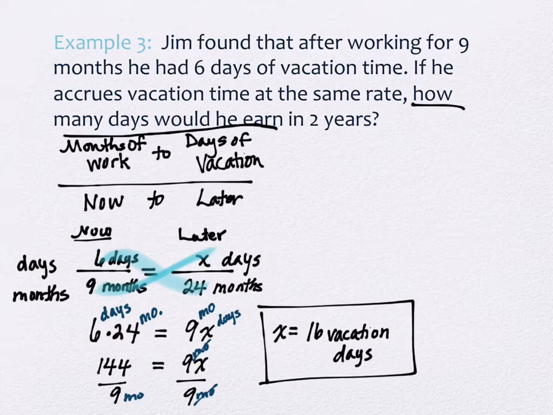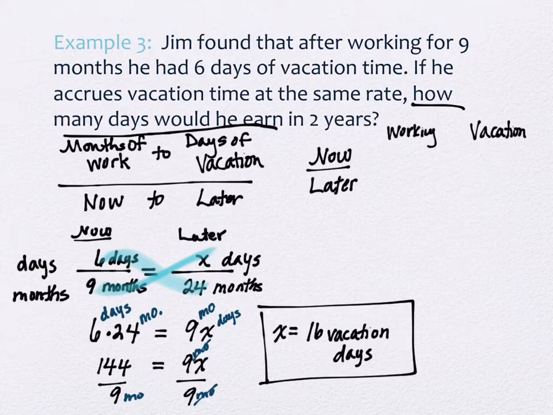But as long as we're setting it up comparison-wise like this, you can either do it from the top to the bottom like we did, or across the top. So let me show you one other way we could set this up, just to give you an idea, is that we could do now compared to later in fraction form like this. And we could do our working compared to vacation across like this. So now I've spent 9 months working, and later I will have 24 months working. And you can see the months canceling out so very nicely on that form, right? And then over here on your vacation, now I have 6 days, and later I'll have X days.